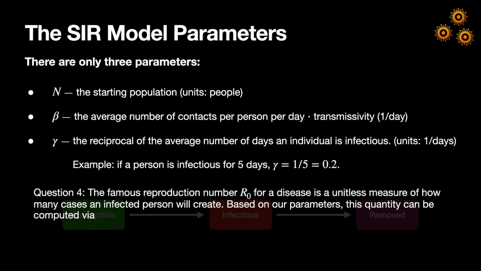Here's a hint if you haven't figured it out yet. It just has to do with beta and gamma. And one more hint is that we want this number to be dimensionless. So I'm going to need there to be no unit of time in the final number, which means these days are going to cancel out. So you're either going to do beta divided by gamma or gamma divided by beta.